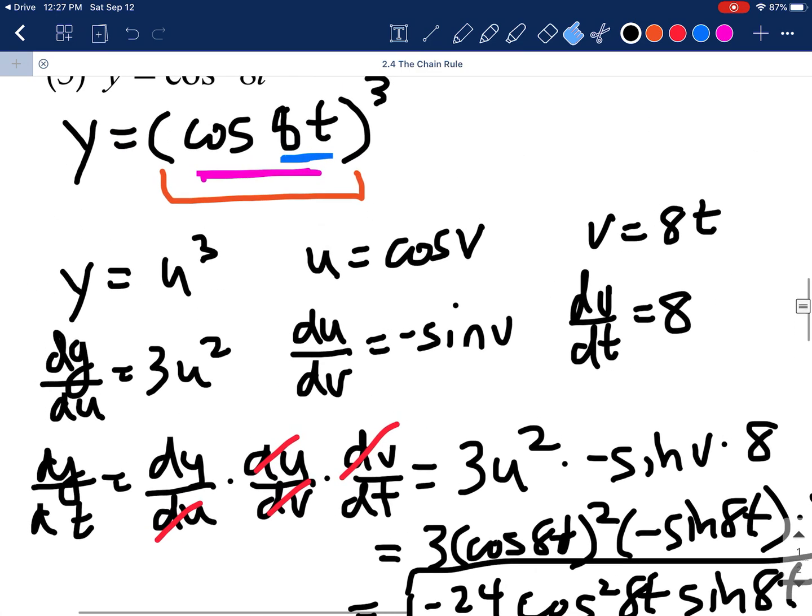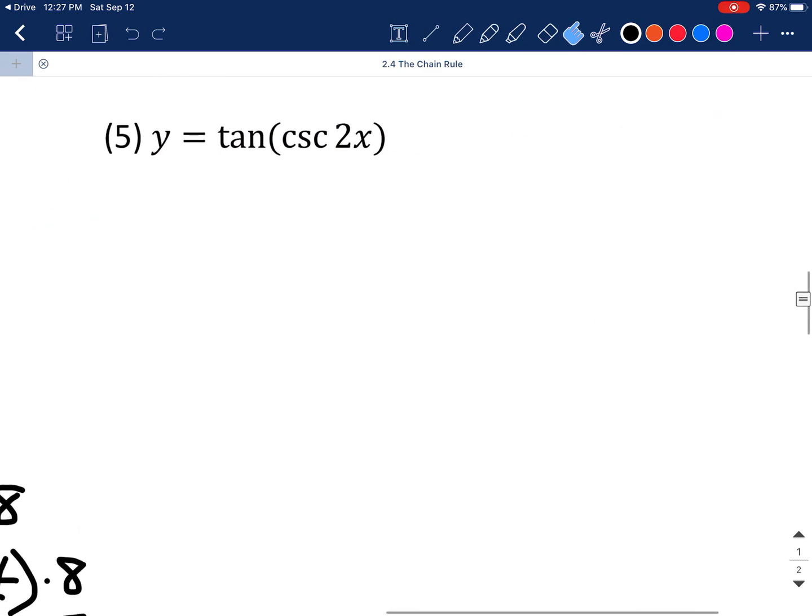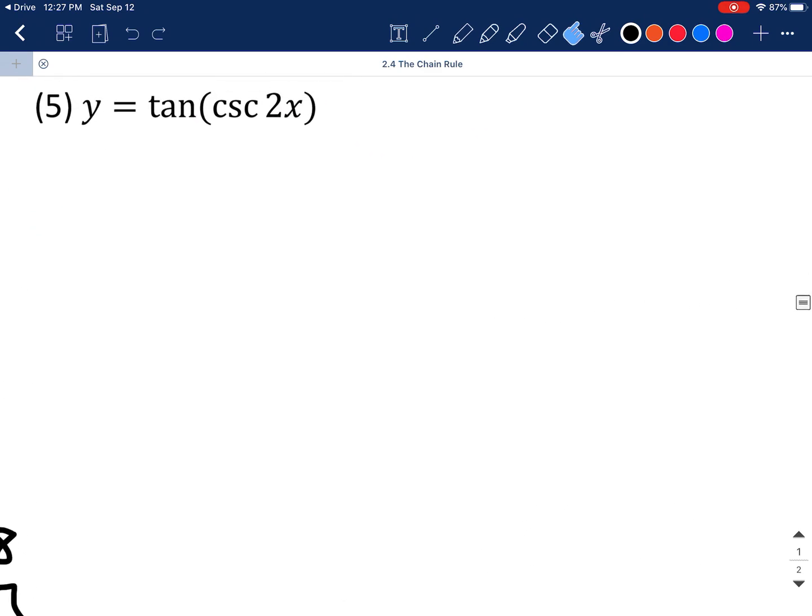So as you add more compositions, you're going to add more letters. U, V, W. You could do A, you could do B, you could do other letters if you want as well. U and V are just the standard letters used. All right. Let's look at the last one.